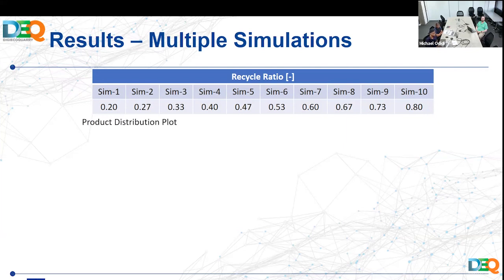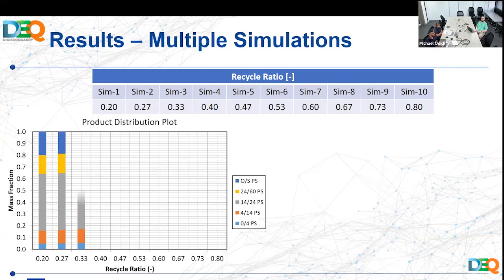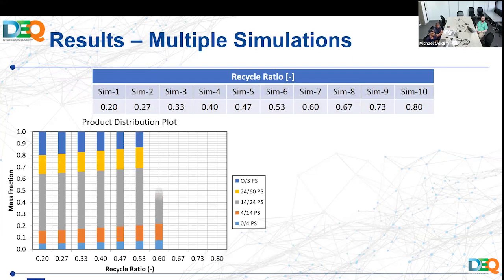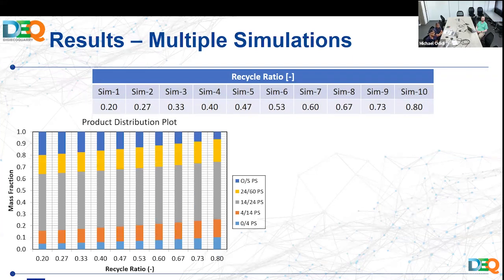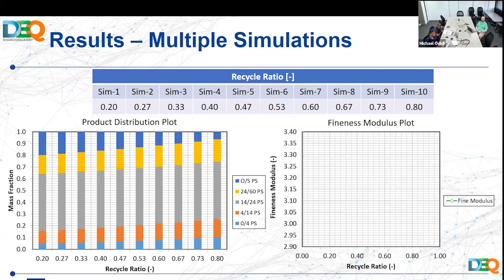Looking at the effect of your recycling ratio on the product distribution, you can see here from the simulations that we ran that increasing your recycle ratio does reduce the amount of oversized material that you're producing. You'll notice that the O/S, which is the oversized stream, as well as the 24/60 stream, you are producing more of your finer product as you recycle more of your coarser product. So this gives you an indication as to how your product distribution changes with the recycling ratio. You can also look at the fineness modulus.